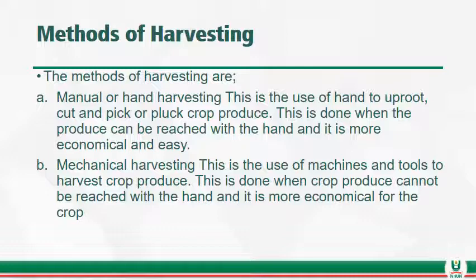As for the mechanical harvesting, this is the use of machines like your combine harvester, and tools like your hoes and your machete to harvest the crop produce. This is done when crops cannot be reached with your hand, and it is also more economical for the crop. It may be a bit expensive though, but it is better for the crop.